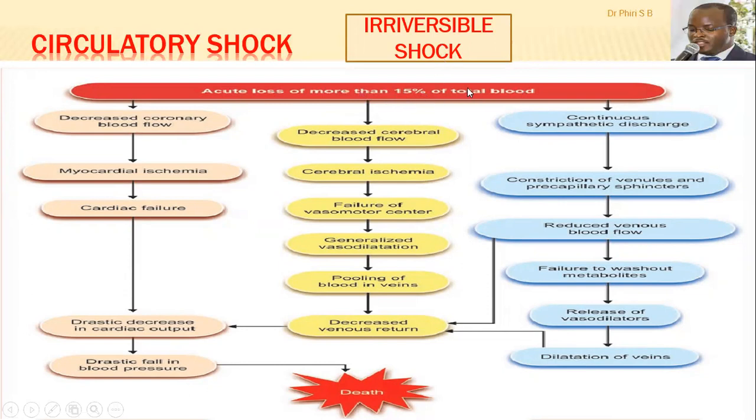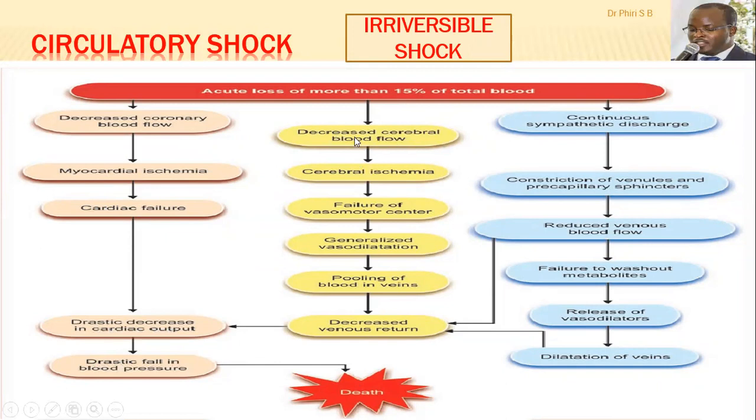So what will happen here? First, you're going to have decreased coronary blood flow because you have decrease in blood volume. Then you are going to have myocardial ischemia, damage to the myocardium because they are not receiving sufficient oxygen. That will result into cardiac failure. Once there is cardiac failure, there is drastic decrease in cardiac output. That will result into drastic fall in blood pressure. And when you have this drastic fall of blood pressure, that will result into death of the patient as a result of irreversible shock.